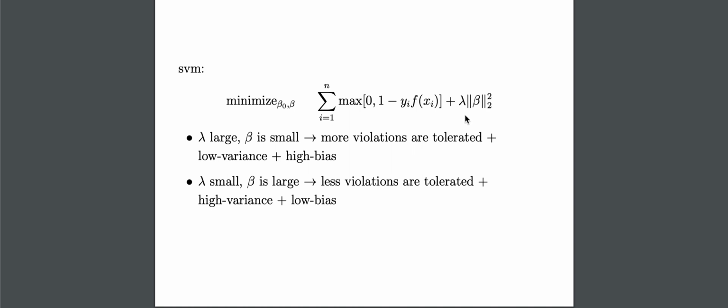If lambda is large, more violations are tolerated, low variance, high bias, right? If lambda is small, then fewer violations are tolerated. Again, this is a measure of fitness, and this is a measure of complexity, and lambda is a tuning parameter.